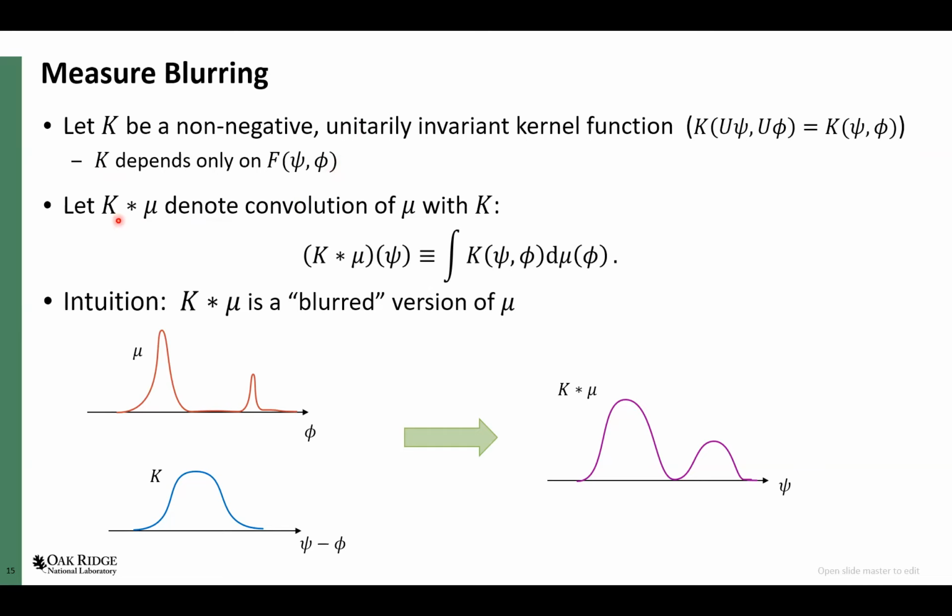Given this kernel, we can define convolution in the following way. We have some measure mu, and we convolve it with k, and that's defined by this integral. You can think of that as blurring out our measure mu. Let's say our measure mu depends on some parameter locally, some parameter phi, and it looks something like this, shown in red. And our kernel k is shown in blue. It's some sort of broader Gaussian type function. When we convolve mu with k, we retain the structure of our original distribution mu, but now it's broadened. It's smoothed out or blurred out. That's what this integral does.